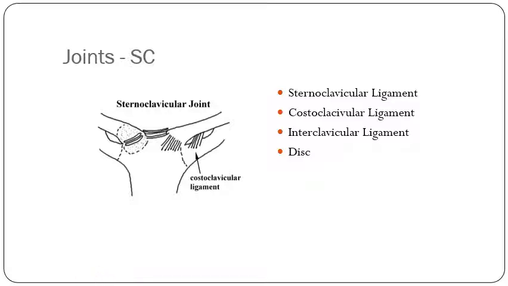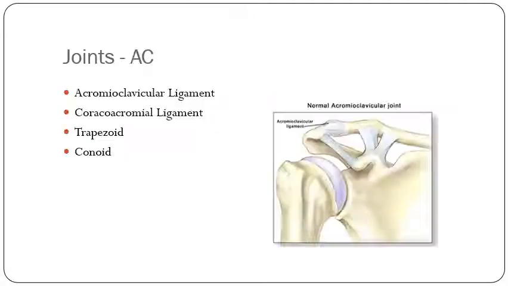It's not injured quite as often as the AC joint. You do have to be careful, though, with certain injuries. If you do get a posterior dislocation of the sternoclavicular joint, you have to be worried about the airway and the vascular structures in the neck. So that could become a medical emergency. But you don't see as many injuries to the sternoclavicular joint as you do in the case of a separated shoulder with the AC joint.